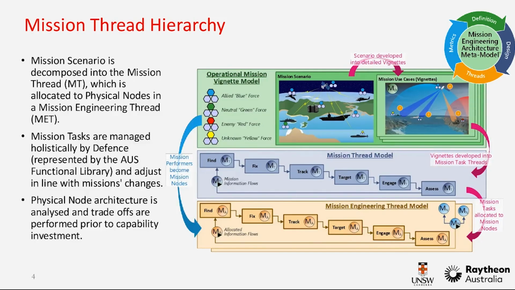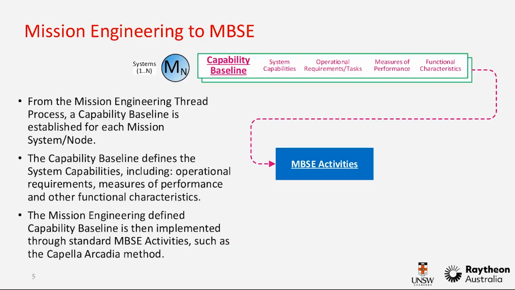And what we do as part of that is we refine the role, or the contribution, that each asset makes to that overall mission. And then we're able to establish, I guess, a capability baseline for each. And that's what we see here. So for each node, system in the group, we establish a capability baseline, which we can then flow down to our model-based systems engineering activities.